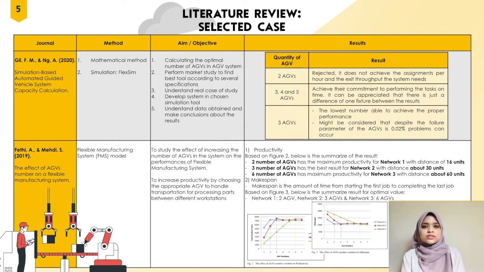The table shows the result for this case with different quantities of AGVs. The results state that the most efficient would be 3 AGVs. It has the lowest number of AGVs that is able to achieve the proper performance. The second case has an objective to increase productivity by choosing the appropriate AGV to handle transportation. There are 2 results, which are productivity and makespan. Figure 2 is the productivity result and figure 3 is the makespan result, which show the optimal number of AGVs.